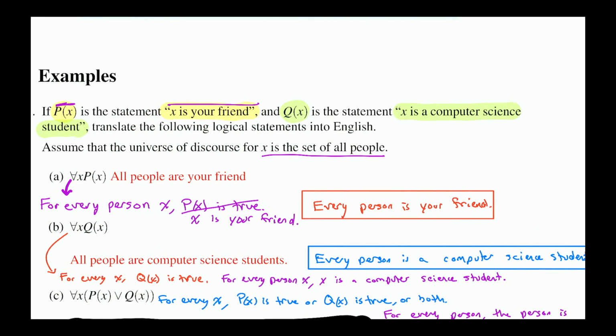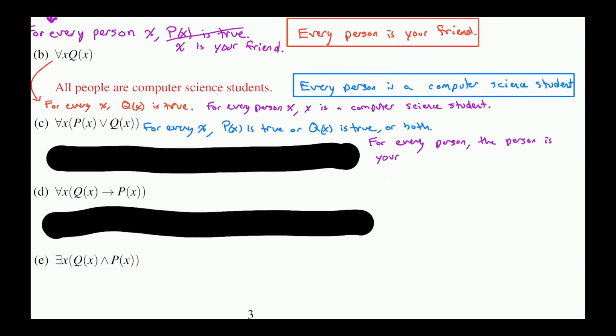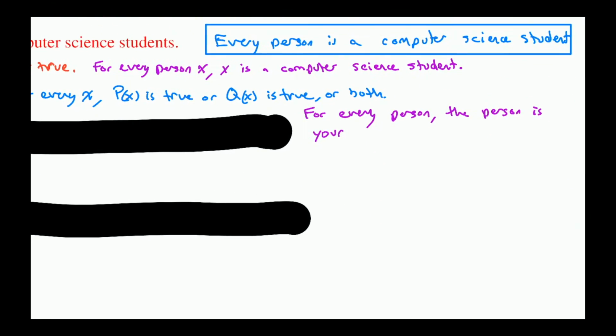Now I have to keep saying your friend because of the way this was worded is awkward. I said X is your friend, so I can't really change that word. Who's your? Am I talking to you? Am I talking about myself? I don't know, some third party, but they use your, so we're using your. For every person, the person is your friend. That's P of X.